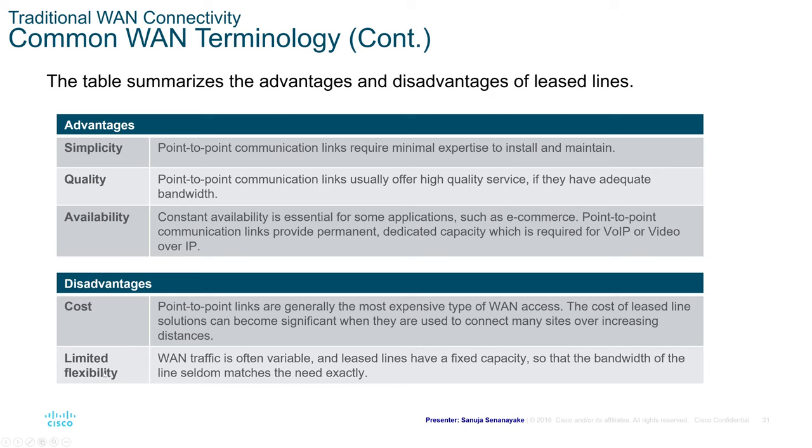Limited flexibility is another issue. WAN traffic is often variable and leased lines have a fixed capacity. So the bandwidth of the line seldom matches the need exactly. If your traffic varies from high usage to low usage all the time, the leased line cannot adapt to that rapidly because it has very limited flexibility as opposed to shared lines.